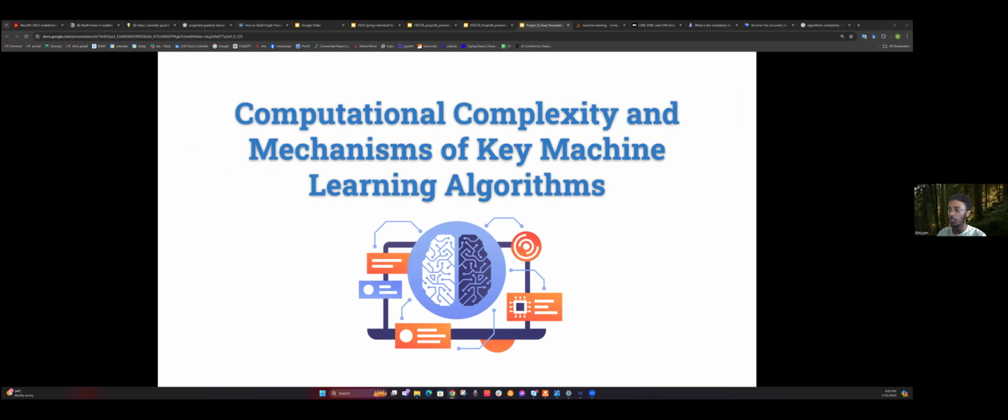Yes, my project was on understanding the computational complexities of key machine learning algorithms, and throughout this project, what I was doing was reading papers on different machine learning algorithms such as CNNs, RNNs, and transformers, and understanding their computational complexity and analyzing recent works that try to improve the efficiency of these algorithms. And in today's presentation, I'll give an overview of how these traditional algorithms work and how their complexities are computed and like the basic mechanisms.